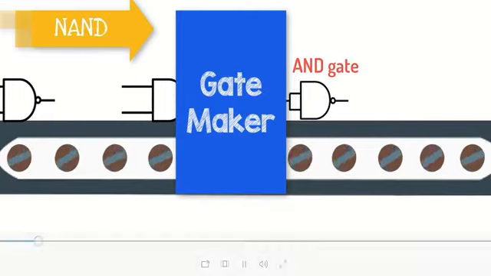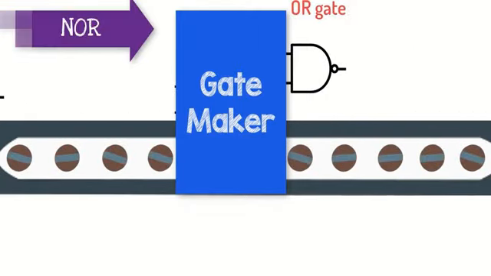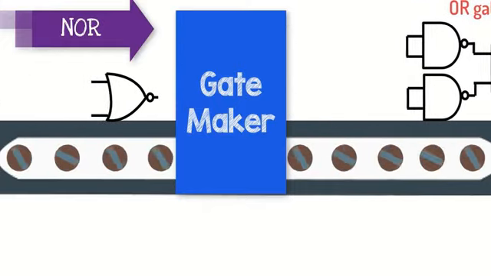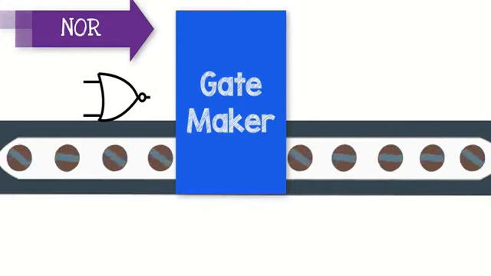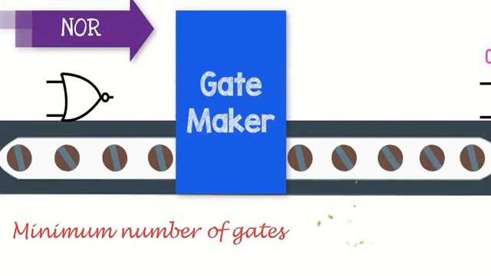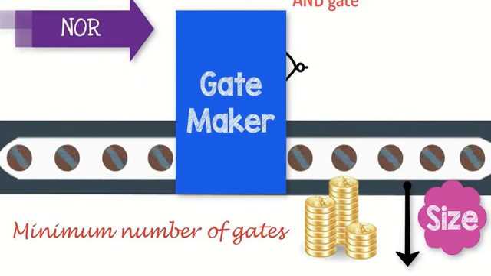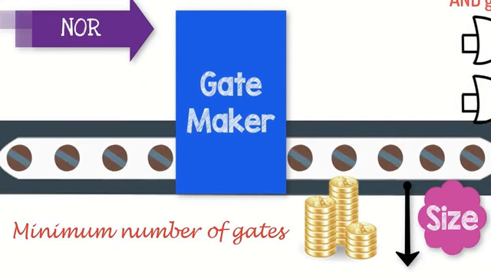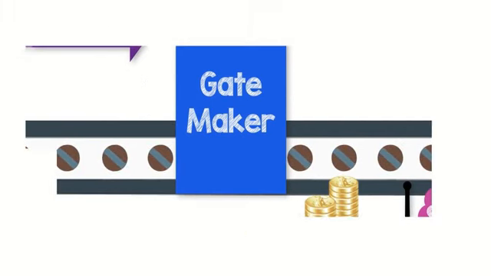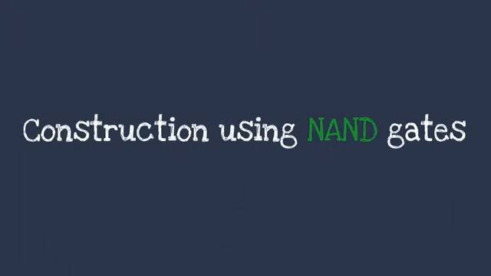How amazing is the NAND and NOR gates property. We can construct any gate by using NOR and NAND gates because they are called universal building blocks. But the condition is that we have to use the minimum number of gates, so that we can reduce the size and cost of the circuit. Now let us see how to construct basic gates using NAND gates.